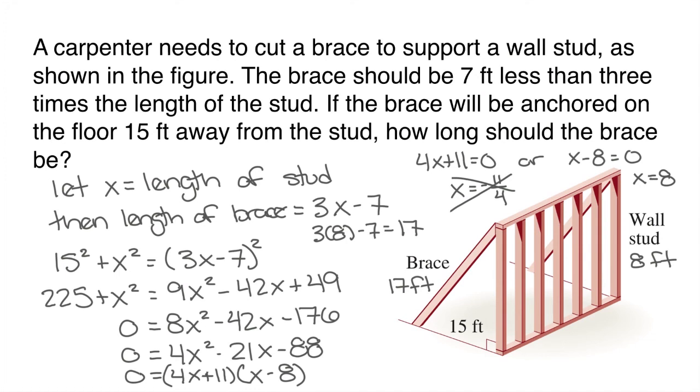We can check the solution in the conditions of the problem. The brace is 7 feet less than 3 times the length of the stud. 3 times the length of the stud is 24, and 7 feet less than 24 is 17. And we can check using the Pythagorean theorem that 15 squared plus 8 squared is equal to 17 squared. Therefore, the brace is indeed 17 feet.